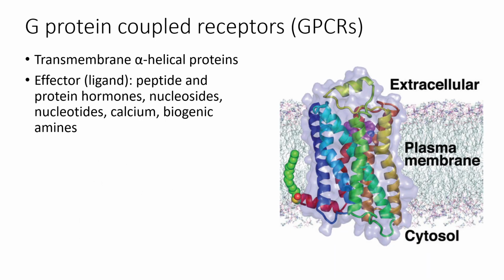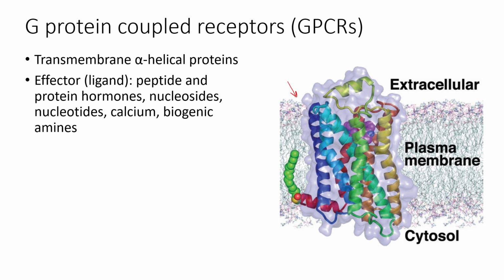Another type of receptor that can help to initiate a signaling cascade is the G protein coupled receptor, or the GPCR. GPCRs are made of transmembrane alpha helical proteins. As you can see from this diagram, there are 7 transmembrane domains that are alpha helical.